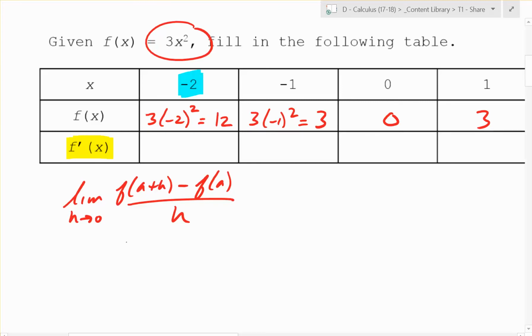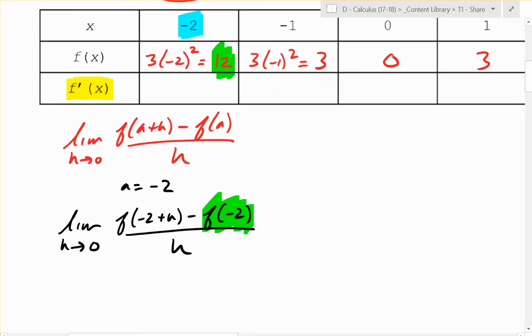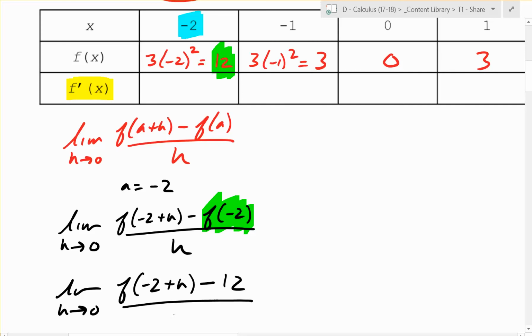So when a is -2, that's going to be the limit as h goes to 0 of f of -2 plus h minus f of -2 all over h. Well, we already know what f of -2 is, and that's this 12 right there. So if we plug in what we know, we end up with the limit as h goes to 0 of f of -2 plus h minus 12 over h.